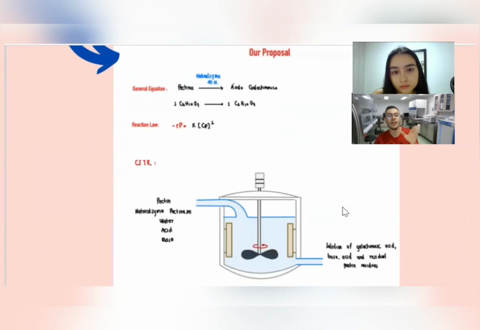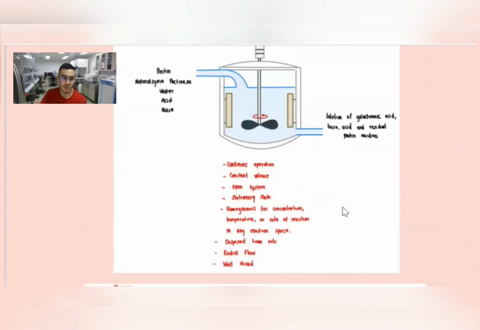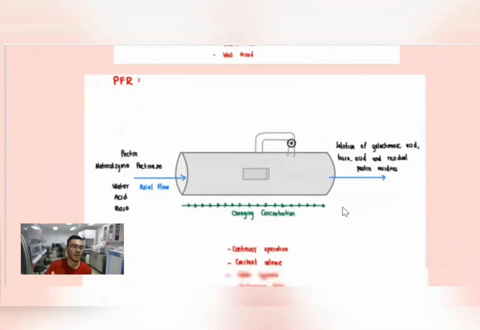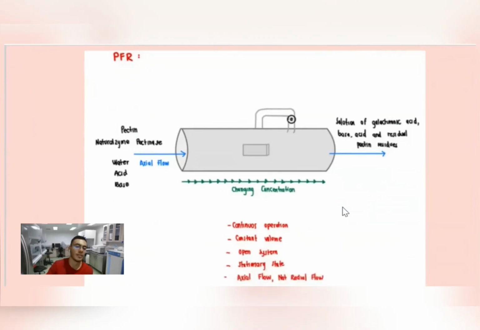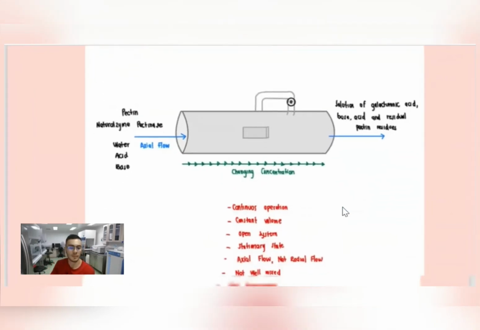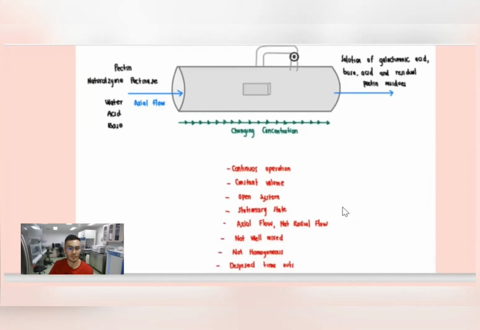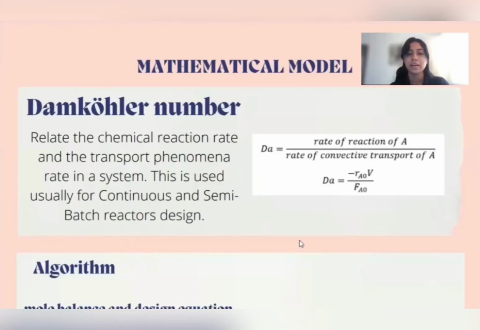This is the CSTR that we propose, and there are the assumptions that we made. On the other side, there is a PFR with the assumptions that we made. For the mathematical model, we use the Damköhler number, which is a relation between the rate of reaction of a species A and the rate of convective transport of A, given by this equation. Da is a quantity that allows us to estimate the conversion degree that a reactor can achieve.